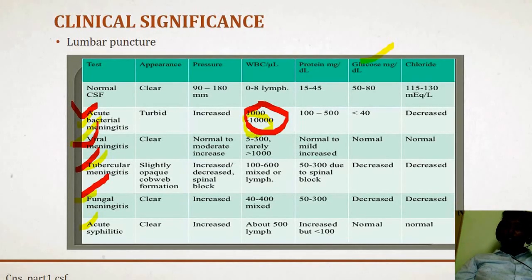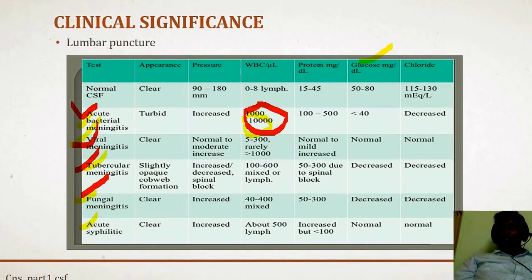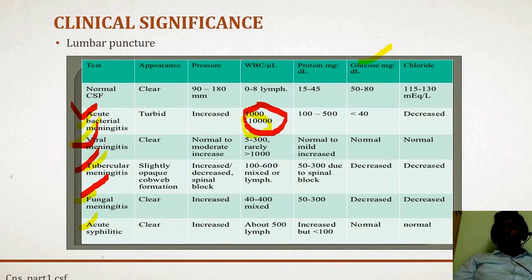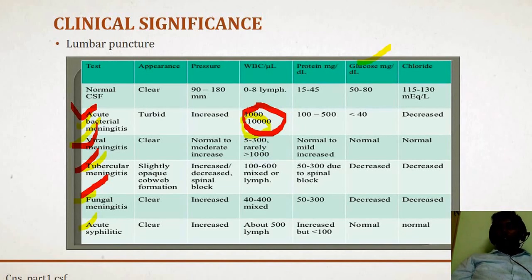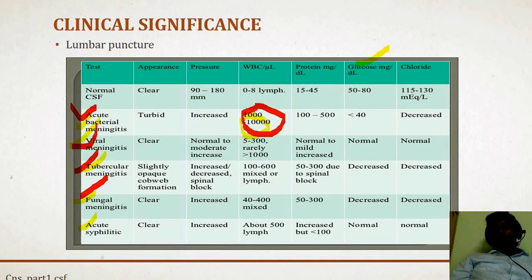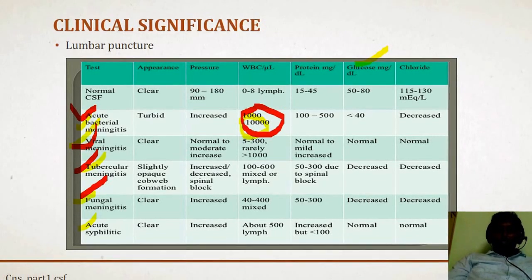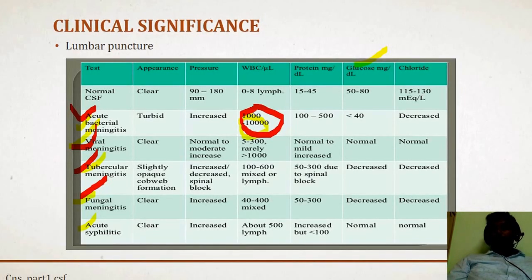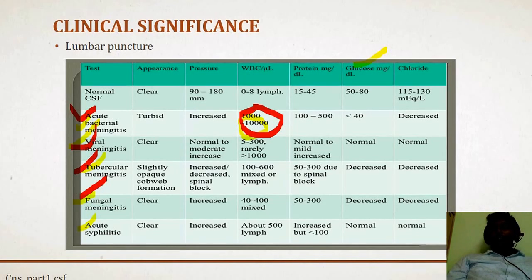Coming on to the pressure, normal pressure would be 6 to 15 millimeters of mercury, or 90 to 180 millimeters of water when measured in terms of hydrostatic pressure. In all meningitis, the pressure would be increased. Coming on to the WBCs, they would be very much increased in bacterial meningitis and marginally increased in other types of meningitis. Most of the time they would be polymorphs in bacterial meningitis. In other meningitis, they would be either lymphocytes or mixed cells.